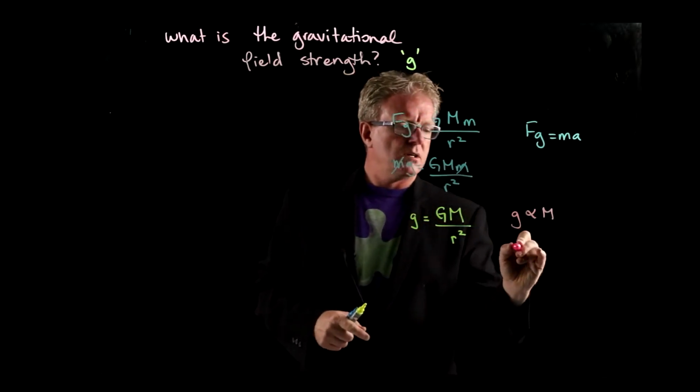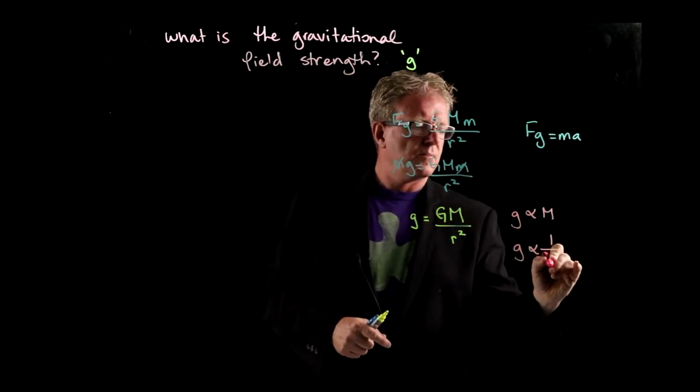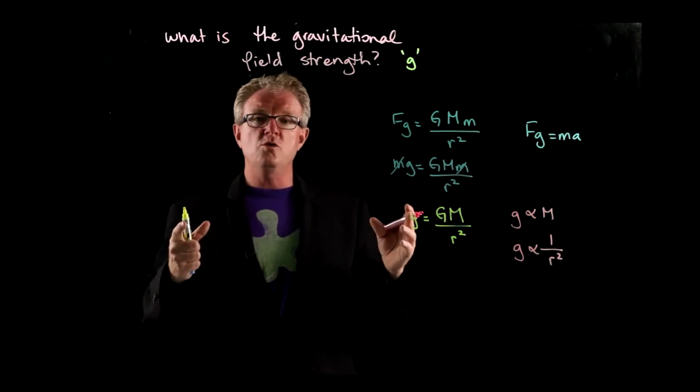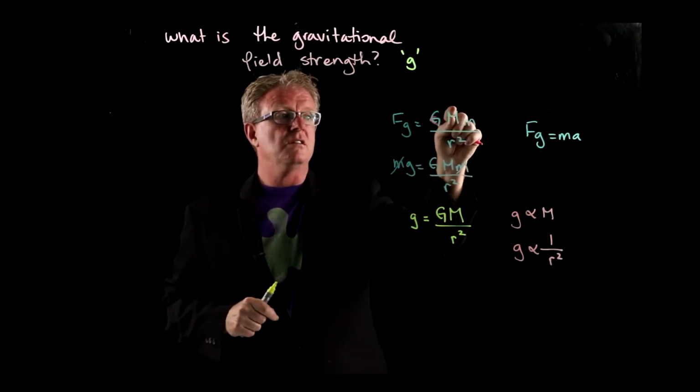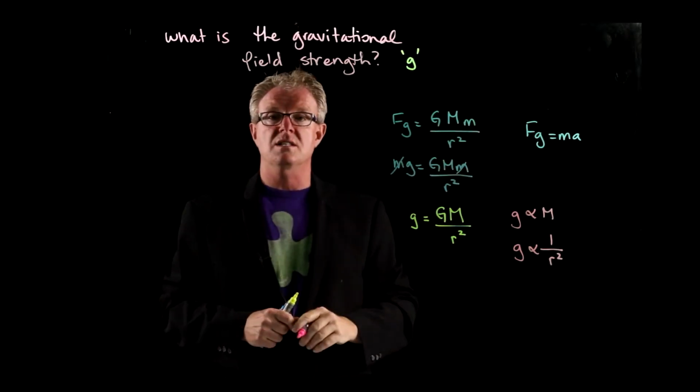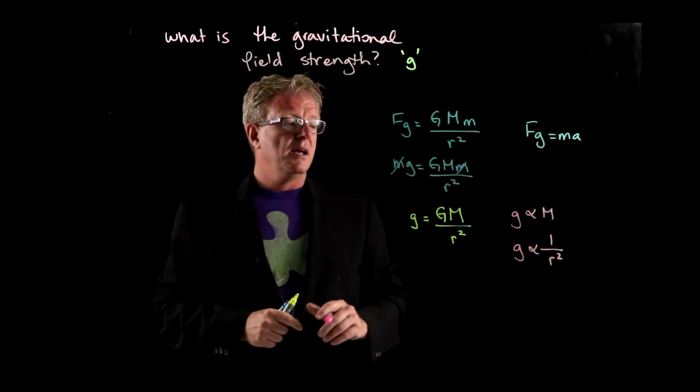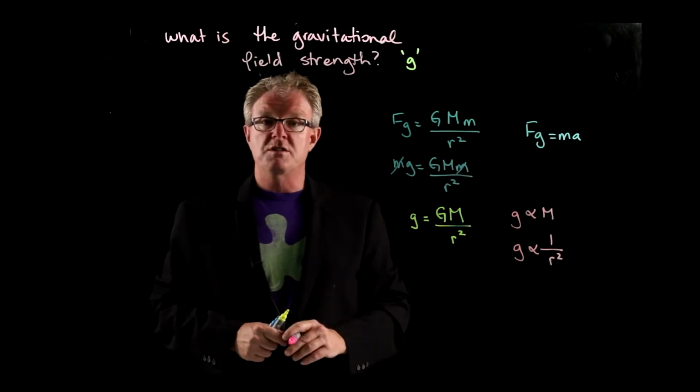It's also inversely proportional to the square of the distance. We knew that when we looked at this equation up here, the square of the distance between the two objects has an impact on the force experienced by those. But g also varies by the square of the distance.